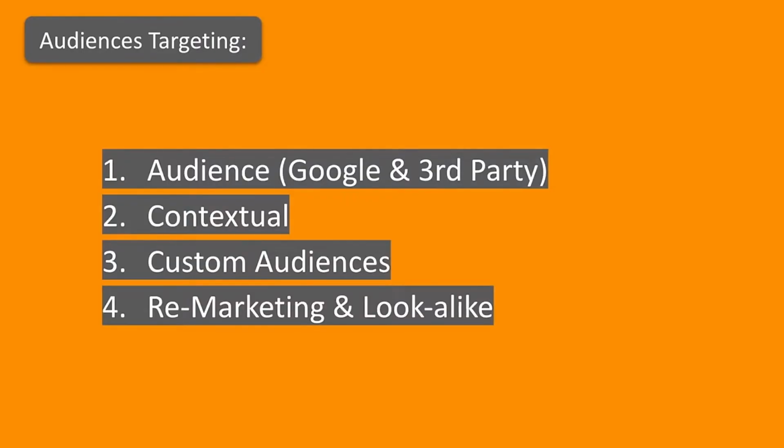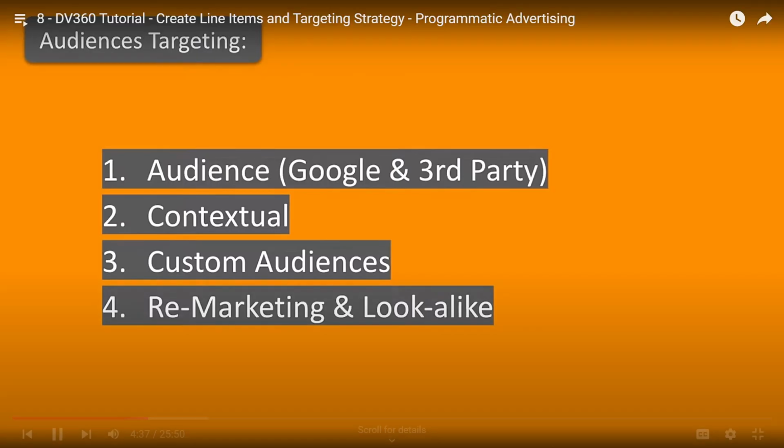The third line item will be custom audiences. It's a very powerful tool where, in Google platforms, you can create audiences based on what they searched on Google and what kind of websites they visited. For example, in our case, we will create custom audiences based on people who have been searching for buy a house, buy a villa, and keywords like this.